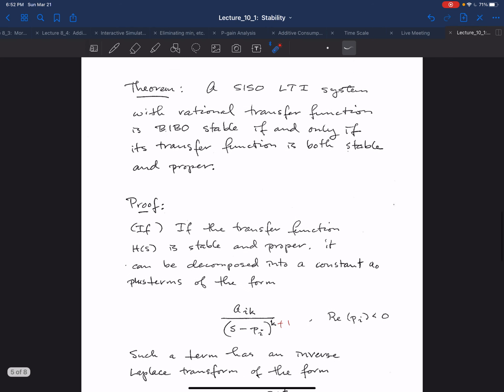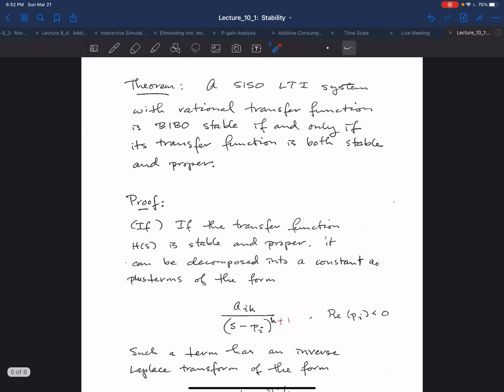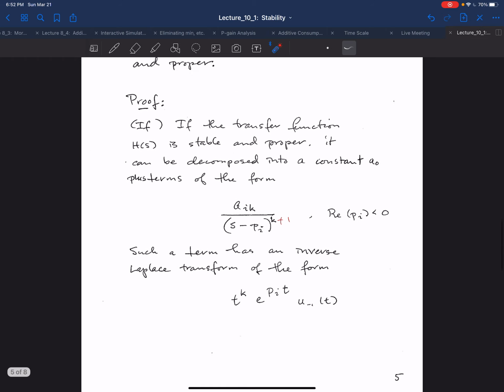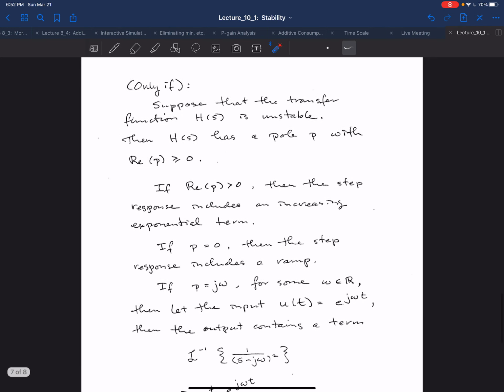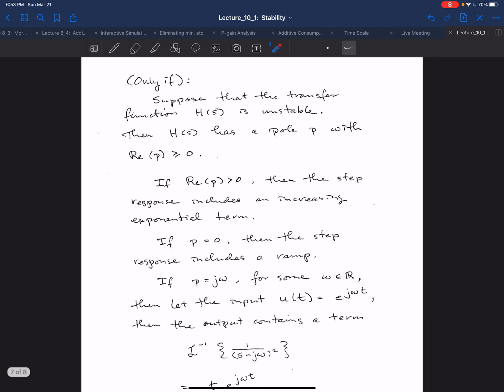What's the only if? The only if part is that a SISO-LTI system with rational transfer function is BIBO stable if and only if its transfer function is both stable and proper. So in this case, we assume BIBO stability. We have to prove that the transfer function is stable and that it is proper.